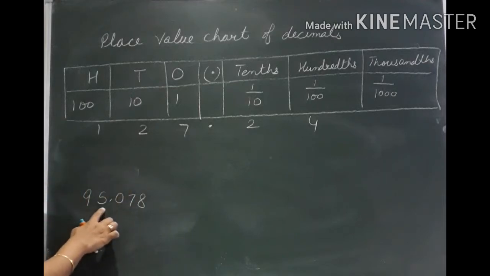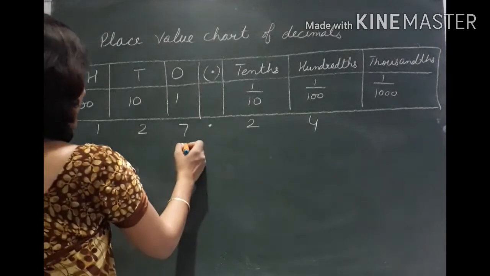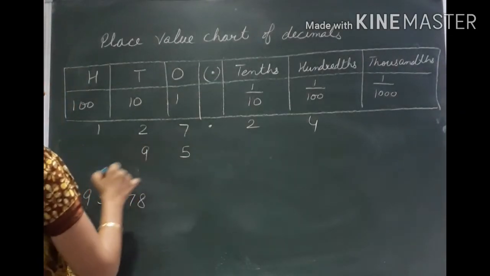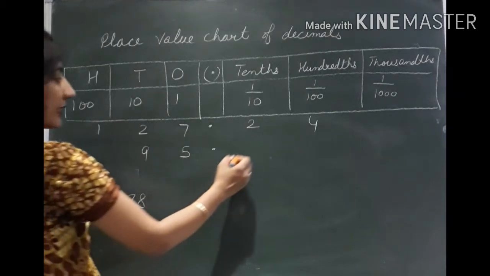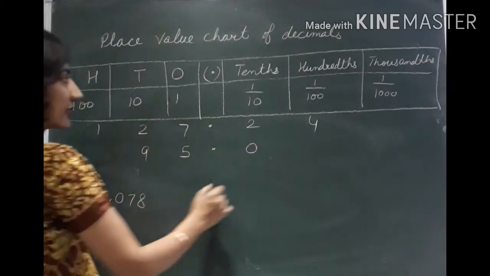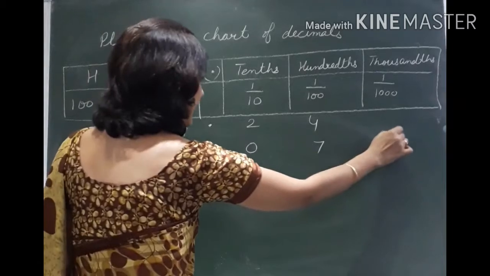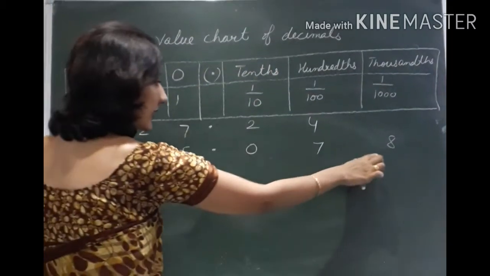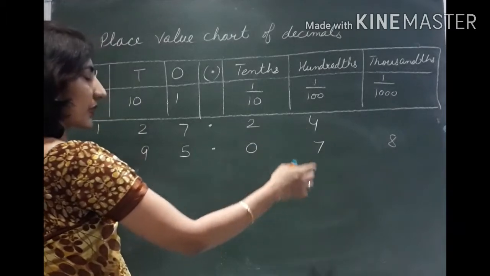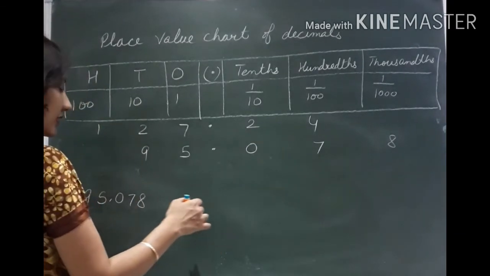Now 95: 5 is at the ones place and 9 is at the tens place. So 5 will come here, 9 will come here. After this a decimal will come. Then 0 is at the tenths place, 7 is at the hundredths place and 8 is at the thousandths place. As I am moving from left to right, the value of each place is becoming 1/10 of the previous value.